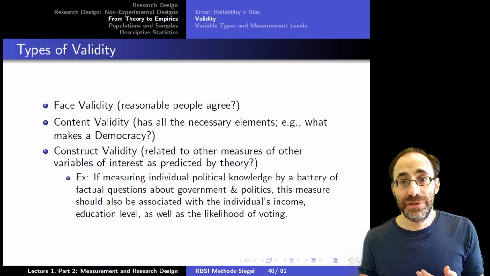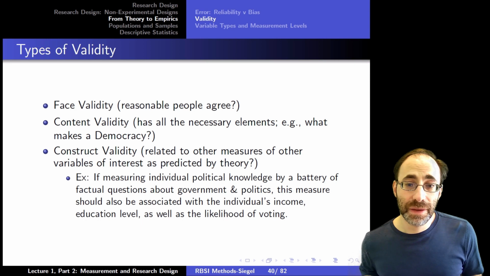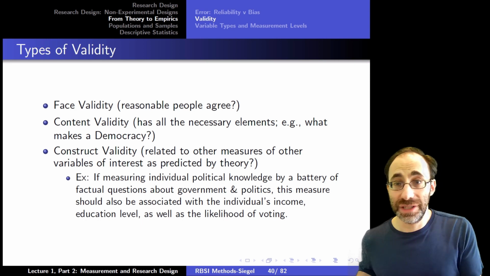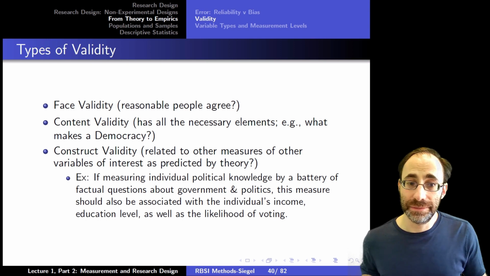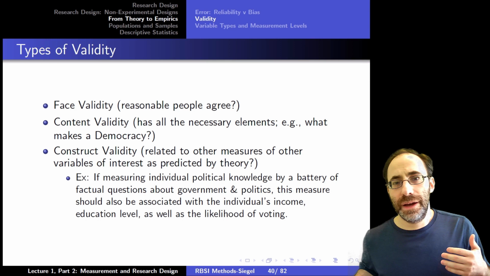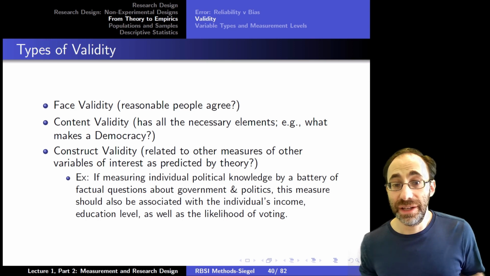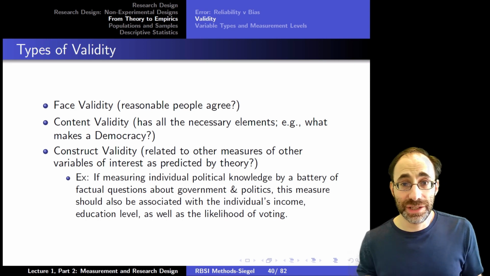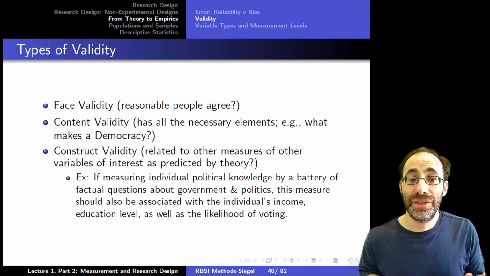But there are other kinds of validity checks too. One is content validity, right? Does your measure have all the necessary elements? For instance, if you're measuring democracy, you want to make sure your measure has all the elements associated with democracy. Another commonly used validity check is construct validity. The idea is, does your measure produce the same relations with respect to other variables as other related variables do, or as predicted by theory?